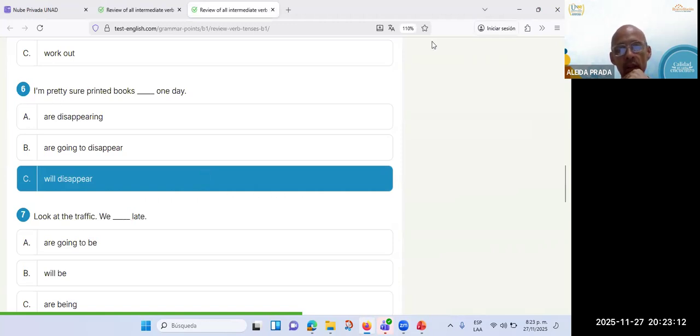Remember that pretty, you know the meaning of pretty. Everyone knows the meaning of pretty, beautiful. But here it's not beautiful, it's very, no? Very, very. I'm very sure. Yo estoy muy seguro, segura, no? I'm pretty sure. So when we use pretty before an adjective like this, sure, pretty interesting, pretty important, muy importante, muy seguro, muy interesante, no? Here, the word pretty has another meaning.